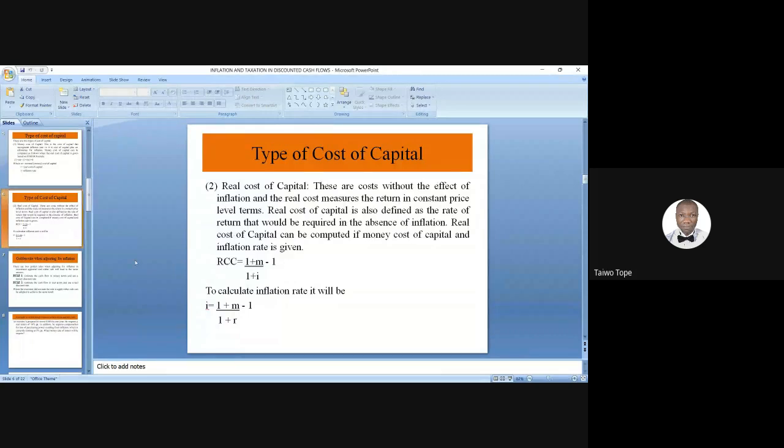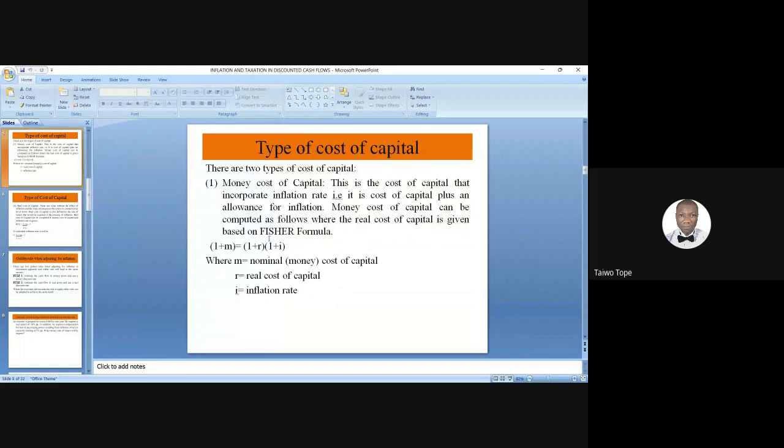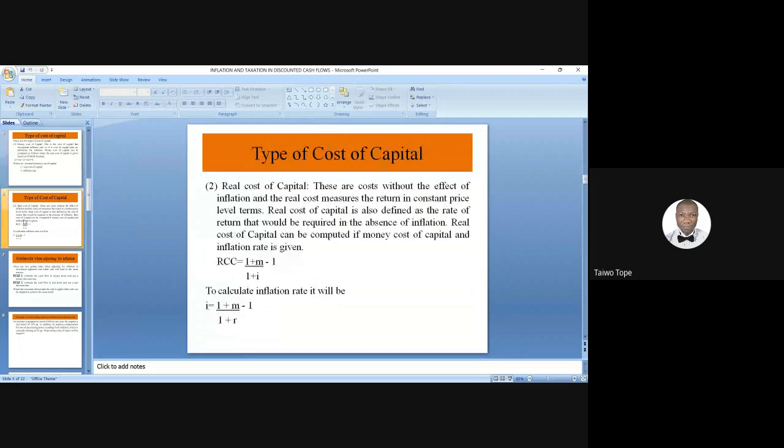So also you can compute inflation and determine your inflation rate. How do you do that? By making 1 plus I the subject of the formula to be 1 plus M divided by 1 plus R equal to 1 plus I. To make I stand alone, the 1 here will cross to the other side of the formula to become minus 1. As you can see here, I is equal to 1 plus M divided by 1 plus R minus 1. You can write out the formula and try to practice this on your own.